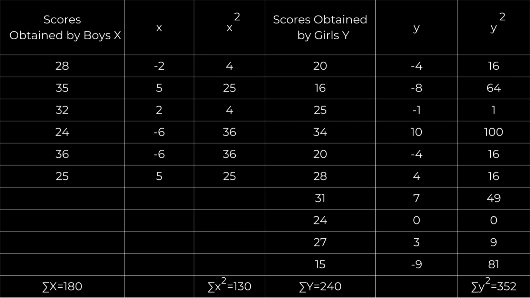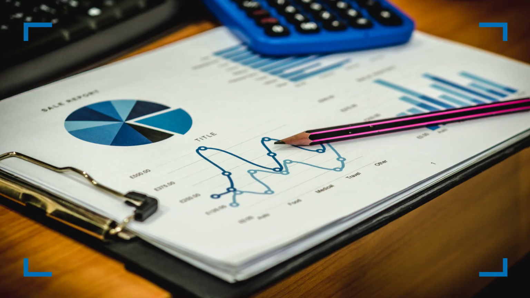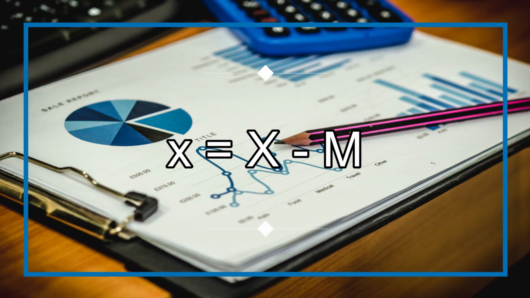Here are the scores obtained by the boys, that is the capital X: 28, 35, 32, 24, 36. The scores obtained by the girls are 20, 16, 25, 34, 20, 28, 31, 24, 27, 15. Here with the help of this table we can have the value of small x and x square. The small x is basically x minus m, and x square is the square of small x. The same is done with the scores obtained by the girls, where we have the value of small y and y square.